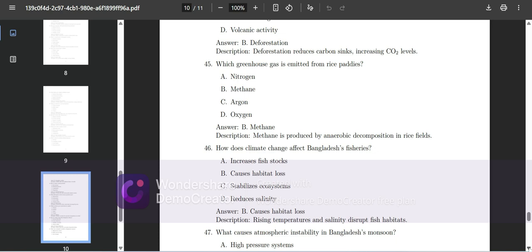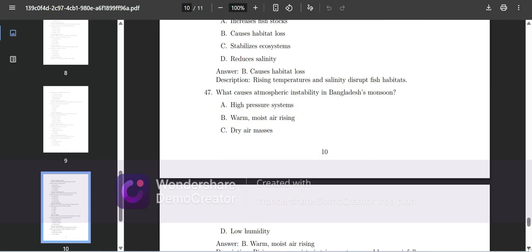How does climate change affect Bangladesh's fisheries? Causes habitat loss. Rising temperature and salinity disrupt fish habitats.